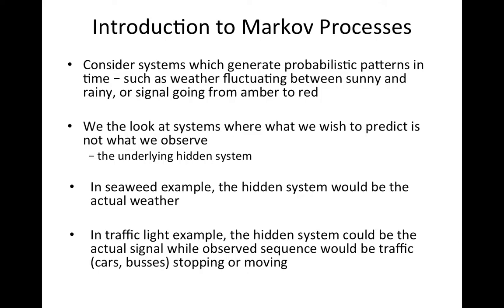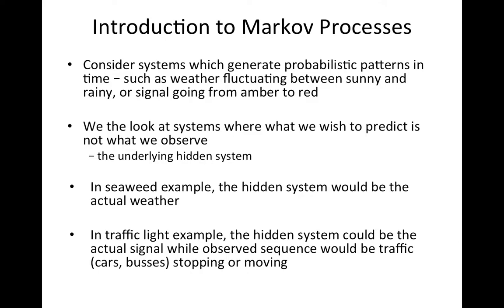What we wish to predict is not what we observe. The weather could be a hidden system, but what we observe is whether the seaweed is damp or soggy. What you observe is different from what is actually the state. So this is an example of a hidden system. In the seaweed example, the hidden system would be the actual weather.